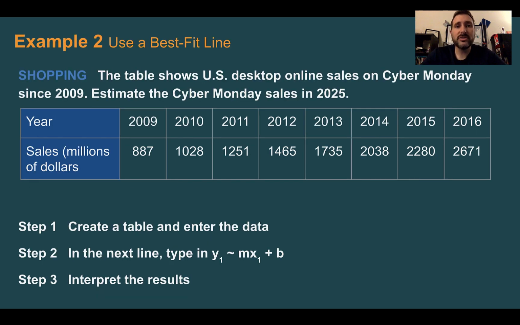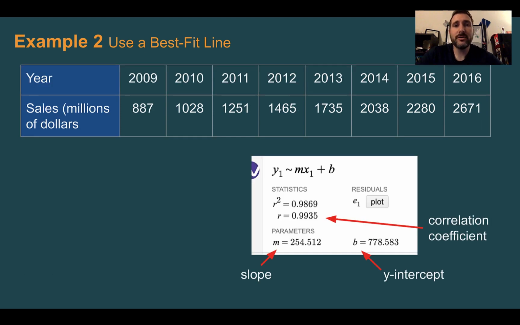Example 2, using the best fit line. So here we're given another situation with shopping for online sales on Cyber Monday since 2009. We want to estimate the sales in 2025. So we're going to do like we just did and use Desmos. I'm not going to go through the process again. I already typed it into Desmos and was given our linear regression data.